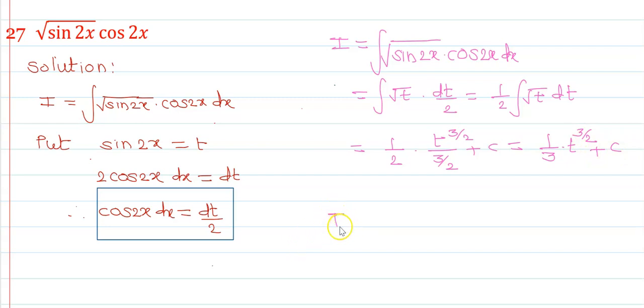Therefore, substituting the value of t, 1 upon 3 in bracket sin of 2x, bracket raised to 3 by 2 plus c.